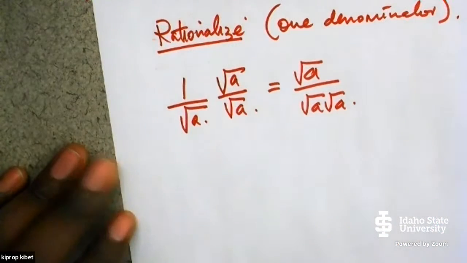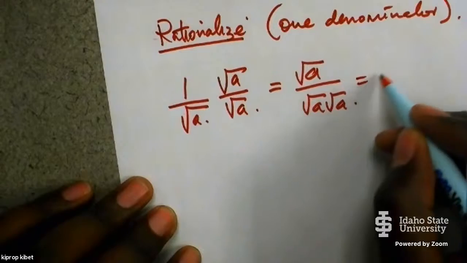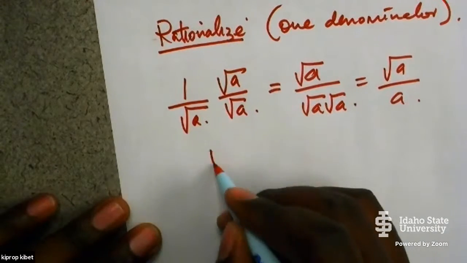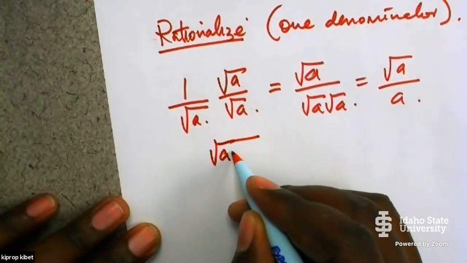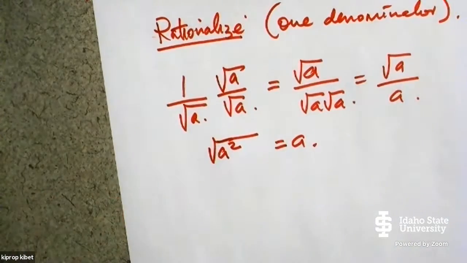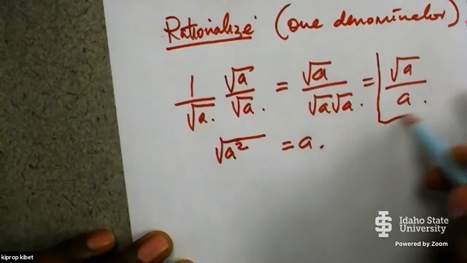So then it becomes what? It cancels, so you only get a. So this is equal to the root of a all over a. Because the root of a squared is equal to a. When you multiply this and this, it is a squared, and the root is 1 over 2, so it becomes a. So this is how to simplify.